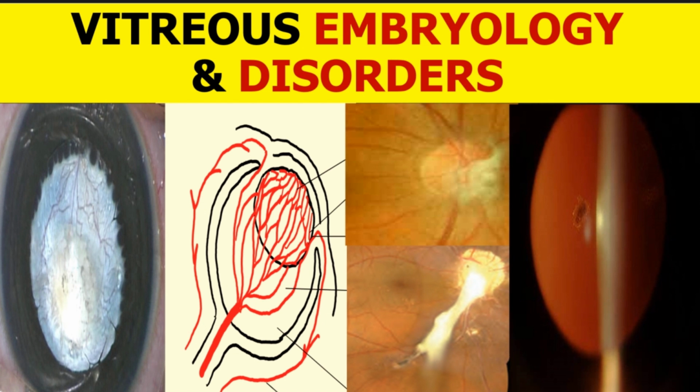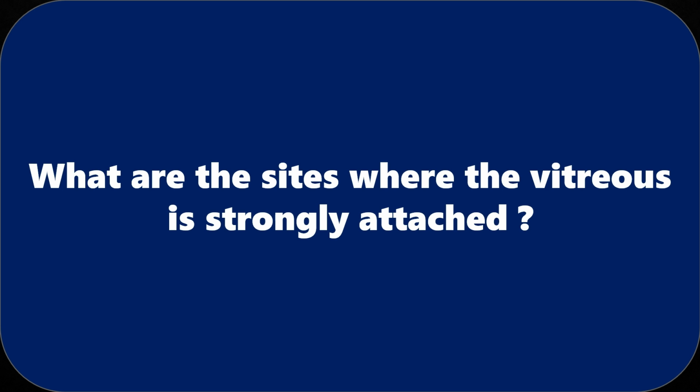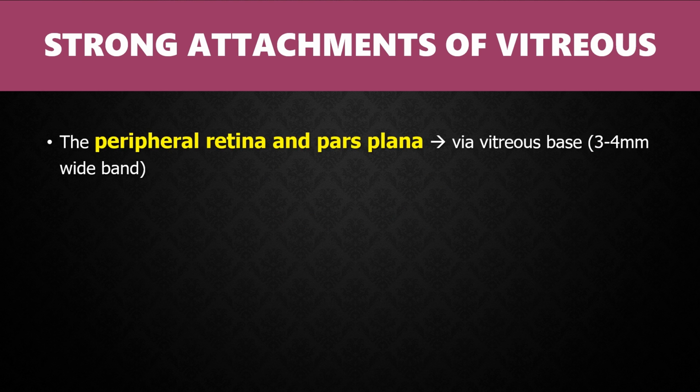Okay, so we talked about the primary, secondary, and tertiary vitreous in our previous video on vitreous embryology and disorders. And if you're interested, I'm going to provide the link in the description box. Okay, so coming back to the discussion, let us also talk about a very important question that is asked, and that is, what are the sites where the vitreous is really strongly attached? Okay, and these sites are near the peripheral retina and the pars plana, and this occurs basically in the region of vitreous base. We'll talk about what is meant by vitreous base in a while.